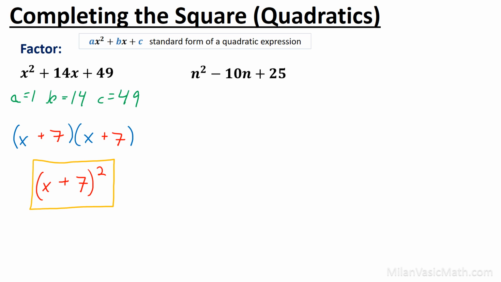Let's look at another example. n squared minus 10n plus 25. Well, in this case, the a is 1, b is negative 10, and c is 25.